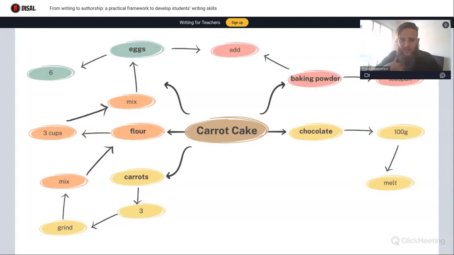I made this one for the presentation. They did it on paper, but this was the idea, and this is what they built, right? So a mind map, like a visual representation of the recipe, right?